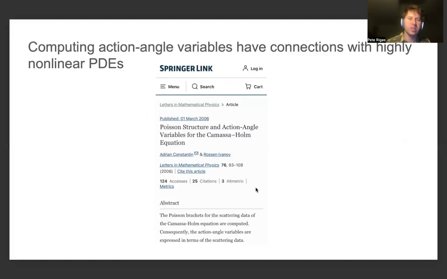And like we have been mentioning, computing the action angle variables has a connection with the nonlinear PDEs through the Kamasa-Home PDE, because we can form a system of Hamiltonians like we had defined in a previous presentation, as shown in this paper by Konstantin and Ivanov. And they're interested in looking at some type of Poisson structure associated with the Kamasa-Home PDE. So this is just a different type of Poisson structure in which they're looking at some Poisson brackets and performing computations with these Poisson brackets.